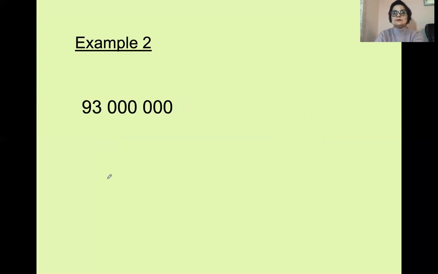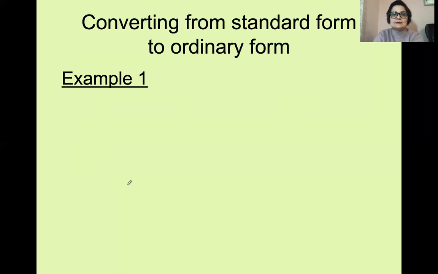The next one is going to be this number, is 93 millions. How are you going to write this as a standard form? So we place the decimal point here. So it's going to be 9.3 times 10 to the power, let's have a look, 1, 2, 3, 4, 5, 6, 7, times 10 to the power of 7.